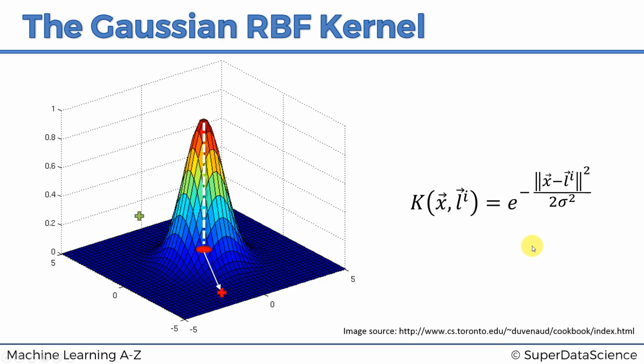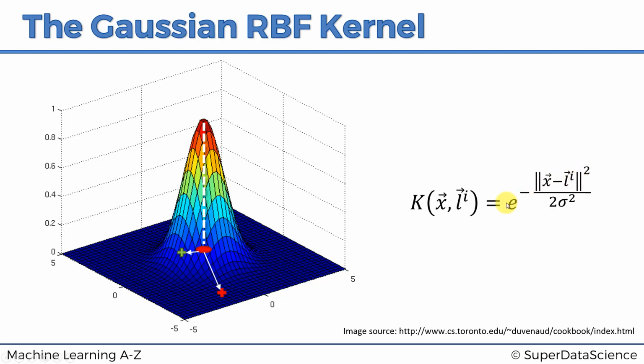Now let's have a look at another example. This point is actually closer to the landmark, and if we measure the distance, it's quite small. If you take a small number and square it, you still have a small number. You divide by 2 sigma squared, you still have a small number. So you look at e to the power of minus a small number, for example e to the power of minus 1, or e to the power of minus 0.1. As you get closer to the landmark, this number gets closer to 0.